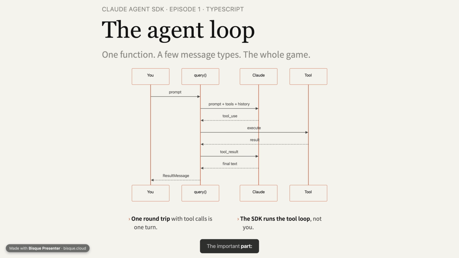The important part: the SDK runs the tool loop, not you. With the regular Anthropic SDK, you'd write the while loop yourself. Here, you don't. Your job is to watch the message stream until a final result message lands. That's it. Let's look at what the messages actually are.